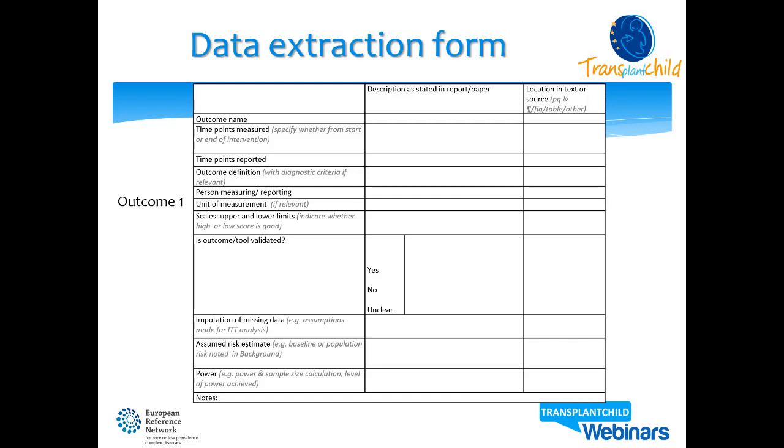So the second field is the time point measures. Remember, we need to say whether they are measuring at 6 months, 3 months, 1 month, 40 weeks, something like that. So just state all the time points they have measured. Then the outcome definition.